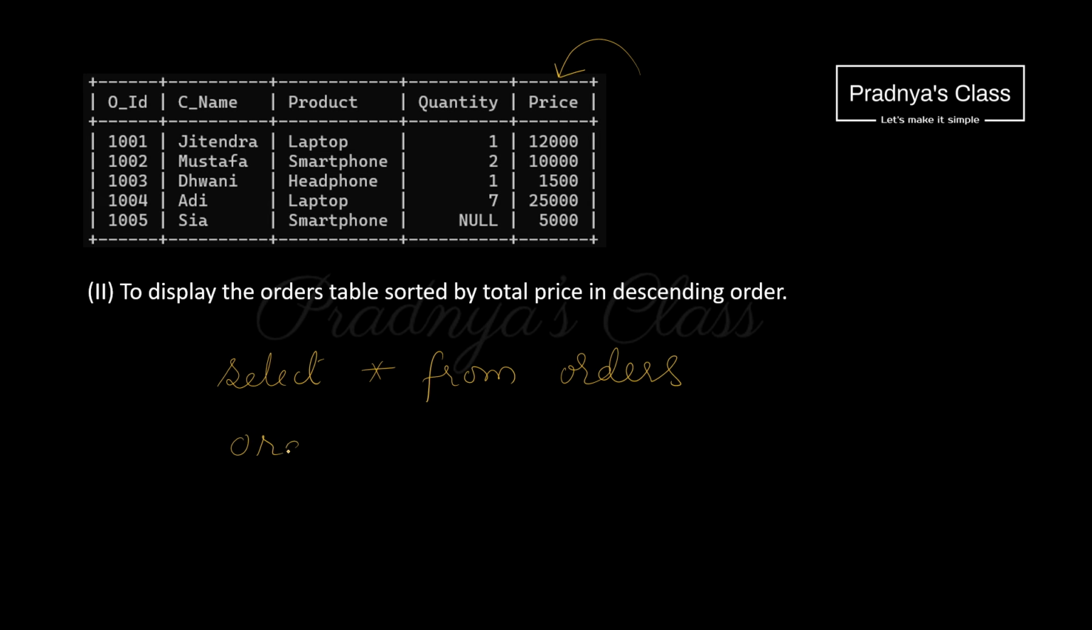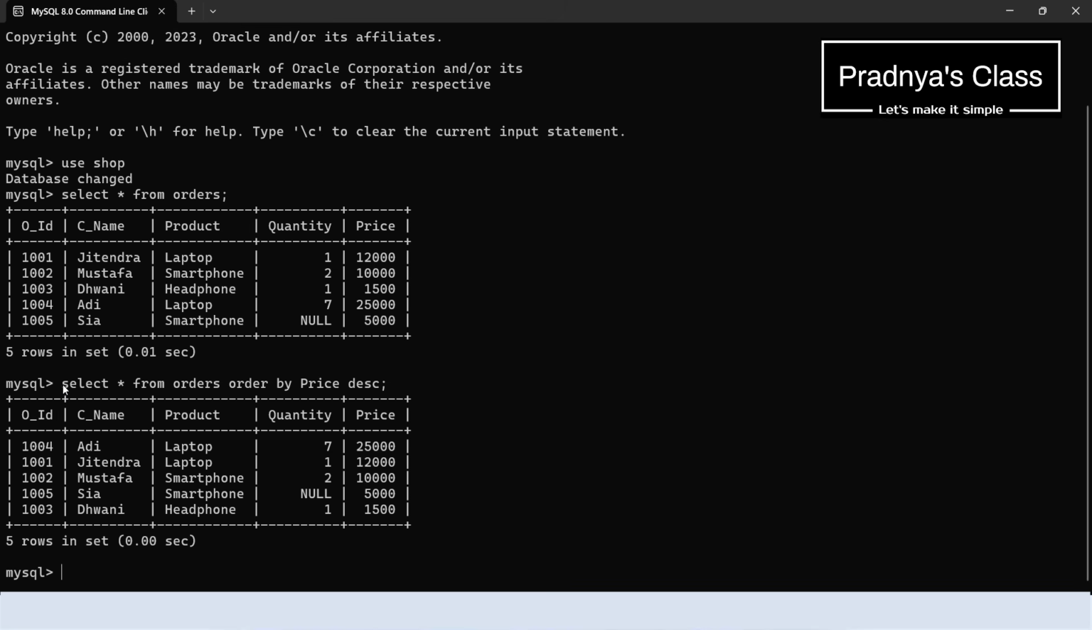Here is the order by clause. Order by price, we have to display in descending order. So we will be using the DESC clause. This query was simple. After the execution of the query, look at the output. The records are displayed based on the descending order of price.